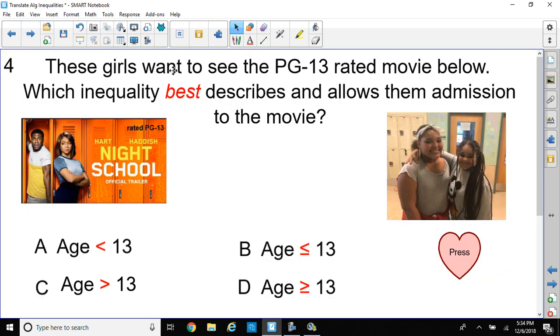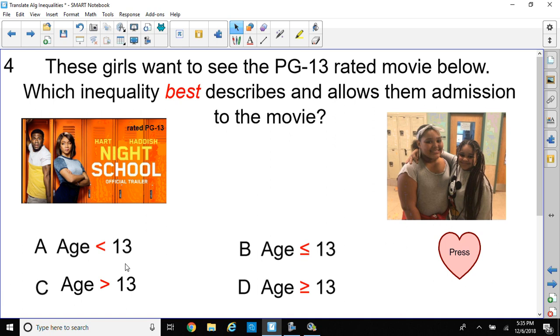These girls want to see the PG-13 rated movie below. What movie is that? Night School. Good movie. I saw it. Had some square root questions in there I like. Which inequality best describes and allows them admission to the movie? So they want to get into the movie. So PG-13, parental guidance 13. So that means the age has got to be at least 13.